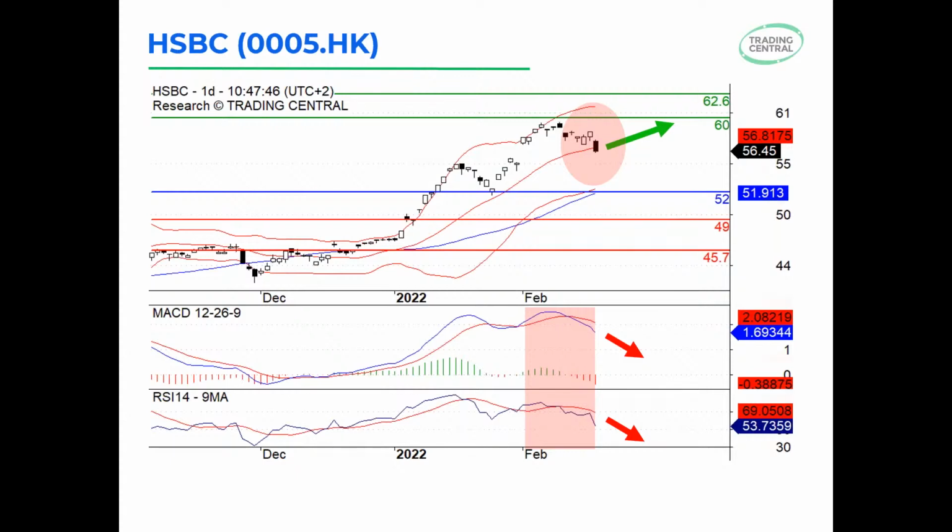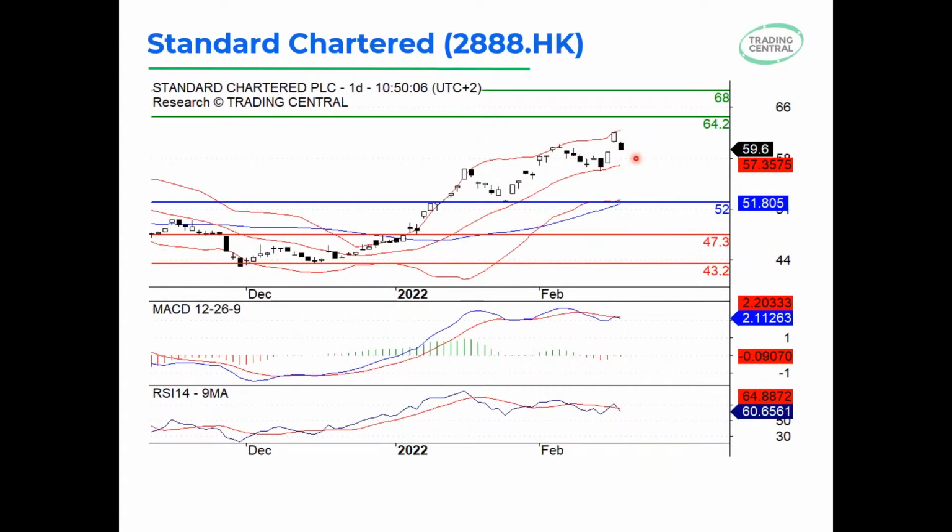Be careful. Another stock listed in Hong Kong, Standard Chartered, looks good. It's still trading above the rising 20-day moving average. We have to take care not just about whether a stock price is above or below the 20-day moving average, but at the same time find out whether the moving average is trending up or down. In this case, we see that the 20-day moving average is trending up. Good sign. Share price is above the 20-day moving average. Good sign.